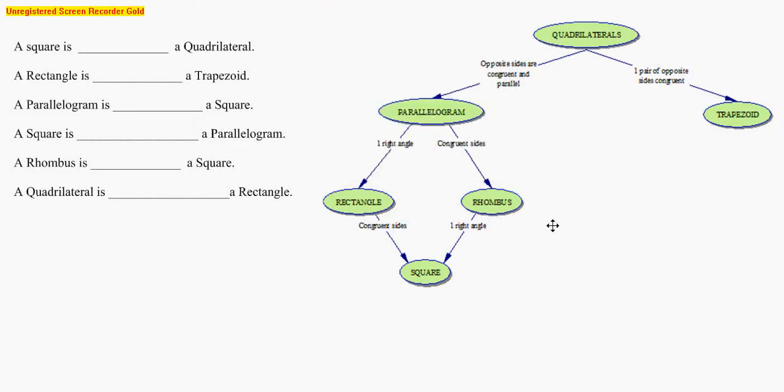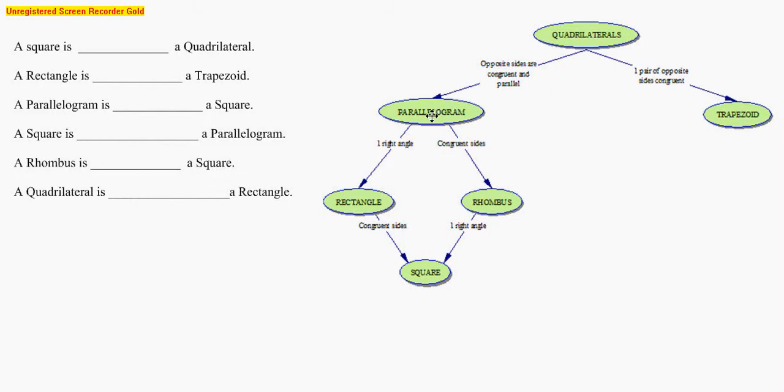Alright, so this is the second video on polygons, and you should have already watched the first video, which showed you what these different types of quadrilaterals are. So again, you've got your quadrilateral, meaning it's got four sides, but then you've got different types.